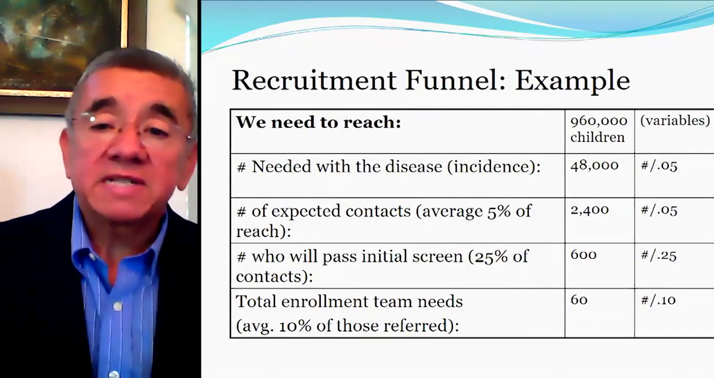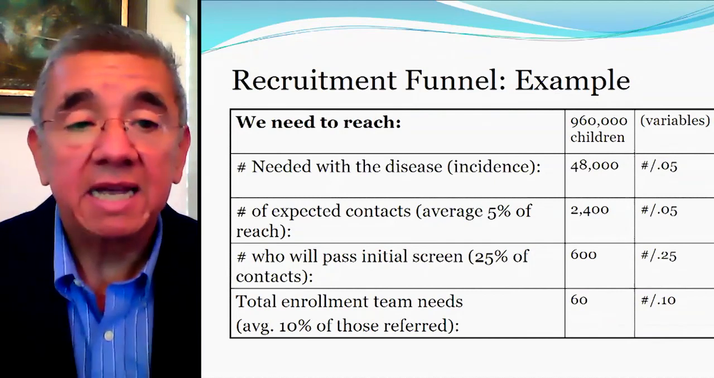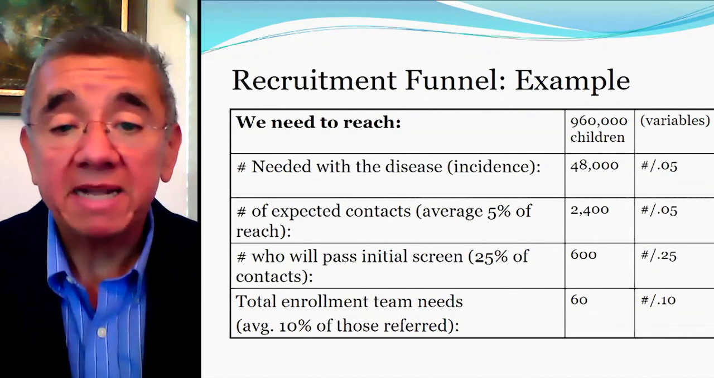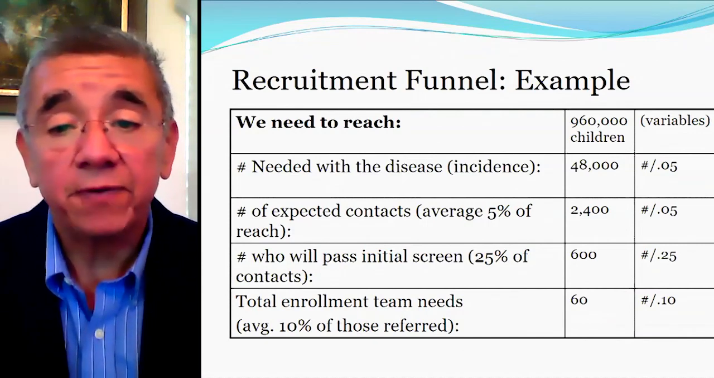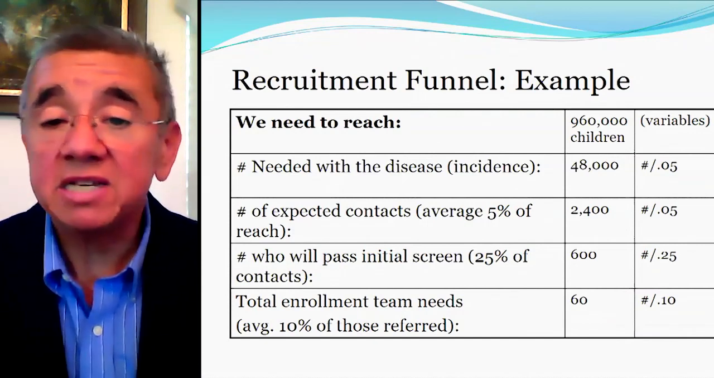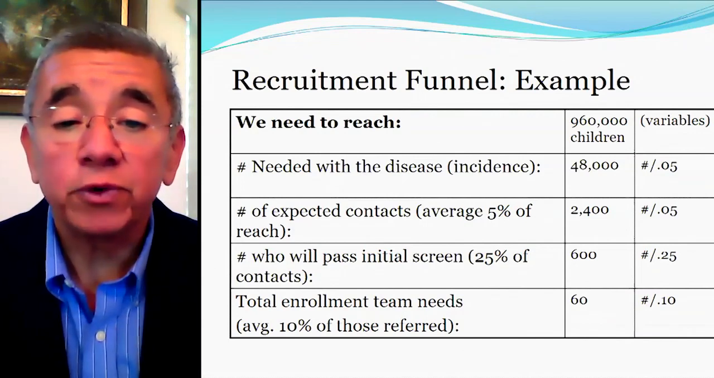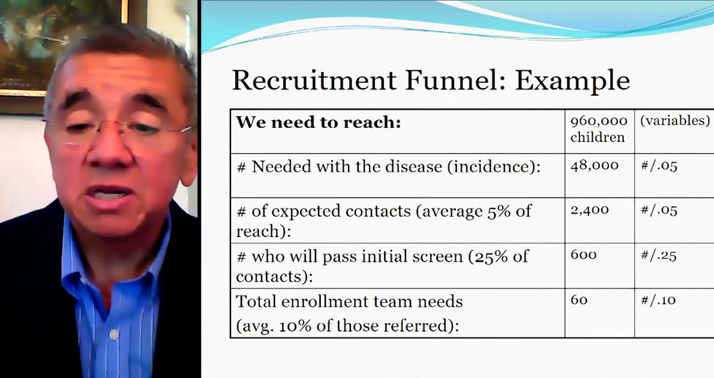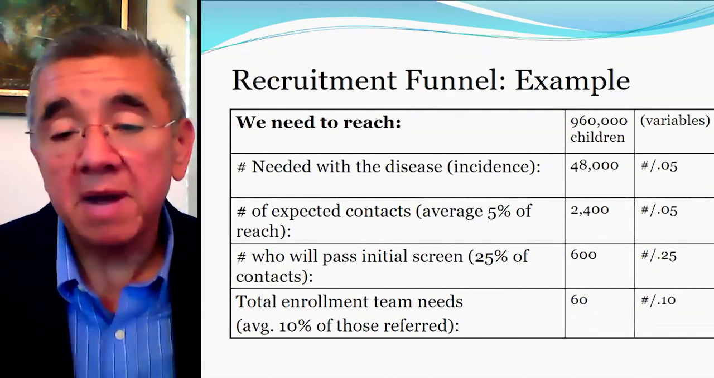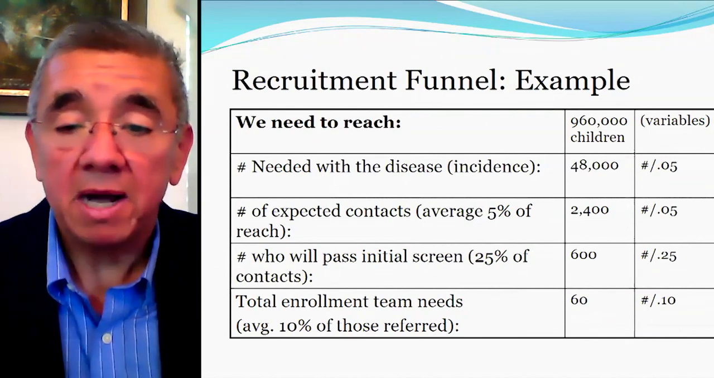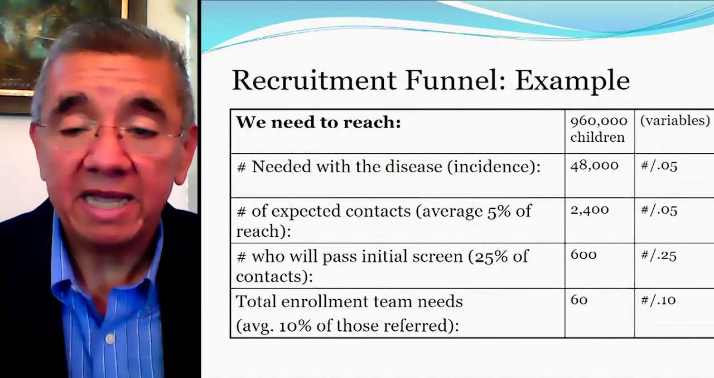In the recruitment funnel example, you can say that the need with disease is 48,000. The expected contacts that we have is 2,400. Who will pass the initial screen of the study? Probably 600. And the total enrollment that we need is 60. So we put our math together and try to see if we can get our audience by the data that we get from our funnel.